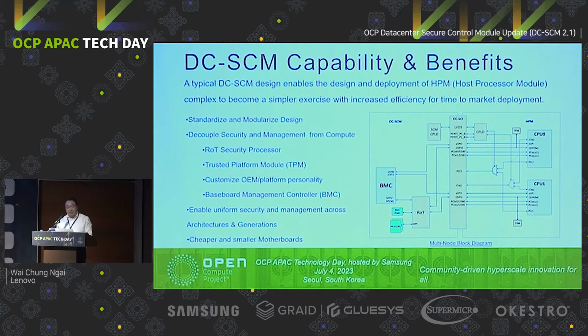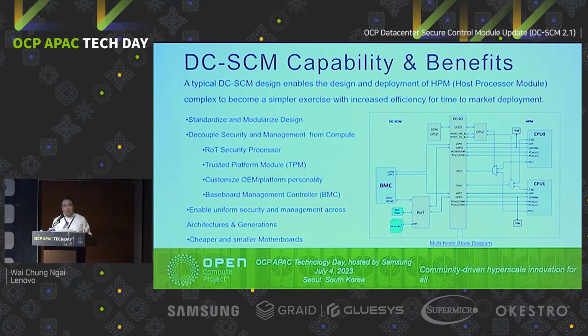Of course, another benefit is support for multiple types of architecture. I'm going to explain in a little more detail, but it doesn't matter whether your CPU is an Intel processor, AMD processor, ARM, or Power. The DC-SCM can work with all these different architectures, and it supports different scale-outs, for example single-socket, 2-socket, and 4-socket systems.